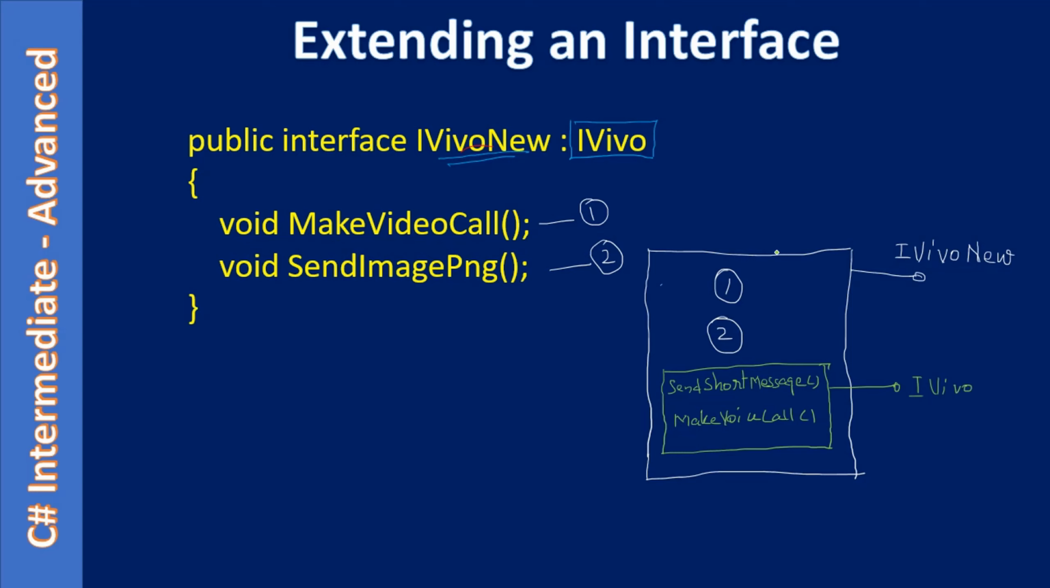So even though we are extending, IVivoNew directly exposes two functions, make video call and send image PNG. It also exposes send short message and make voice call, because it extended the IVivo interface. Whoever is implementing this IVivoNew should override all four methods. That means send short message, make voice call, then make video call, send image PNG. So all functions need to be implemented by the implementer of the IVivoNew interface.